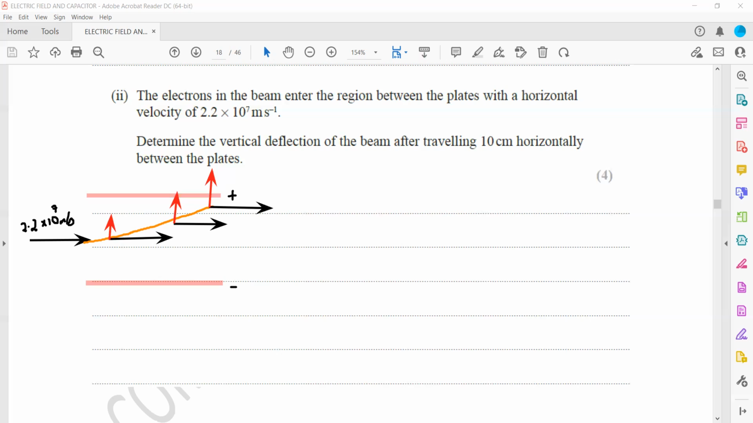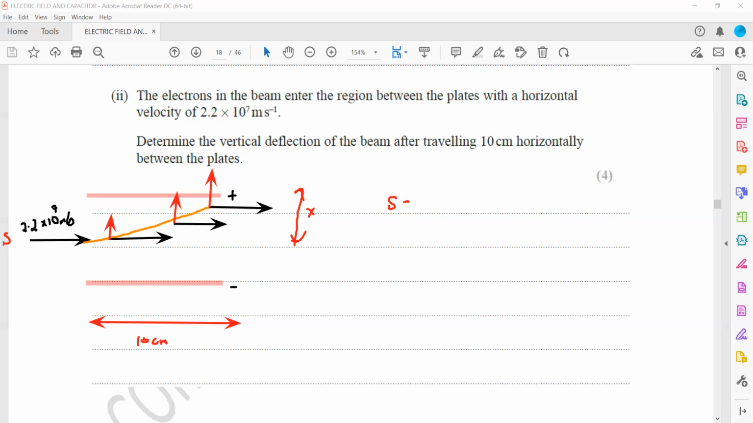So we want to determine this distance. From the center position, if it covers 10 centimeters horizontally between the plates, how much is the vertical distance? First, using the speed and the distance, because we know the horizontal distance and the horizontal speed, we'll determine the time it will take to cover this 10 centimeters. Using that time, we'll then determine the displacement.